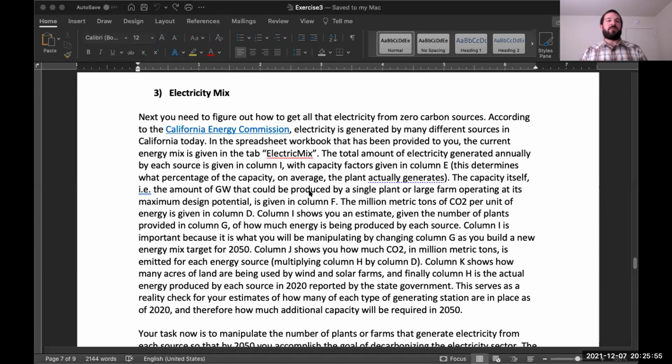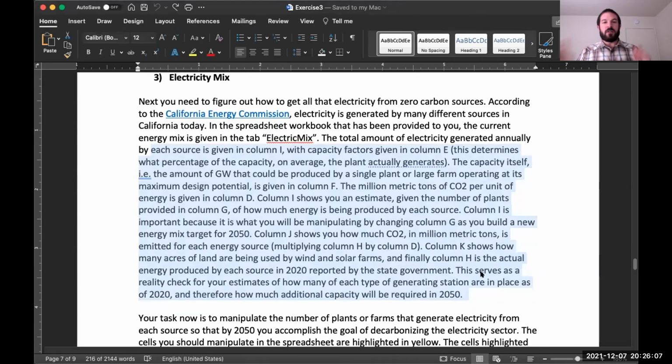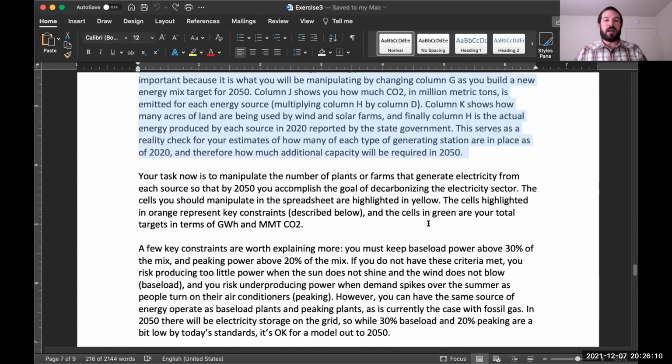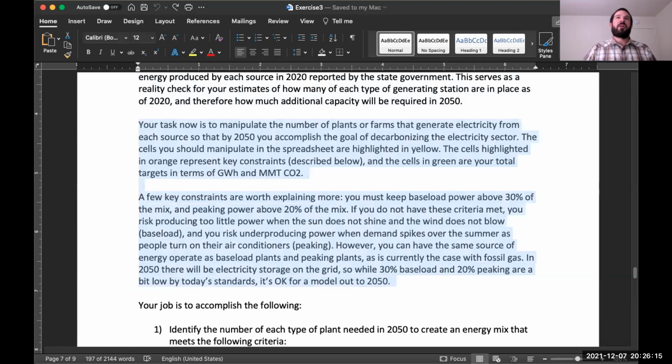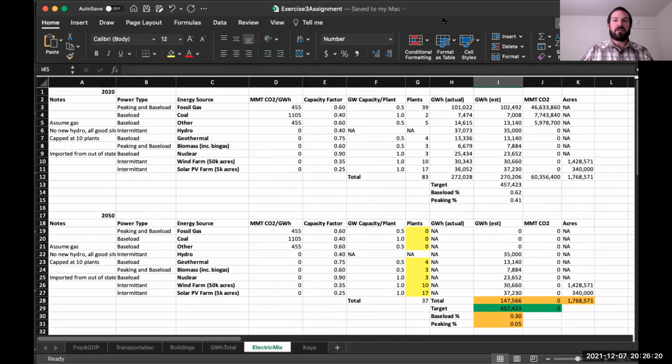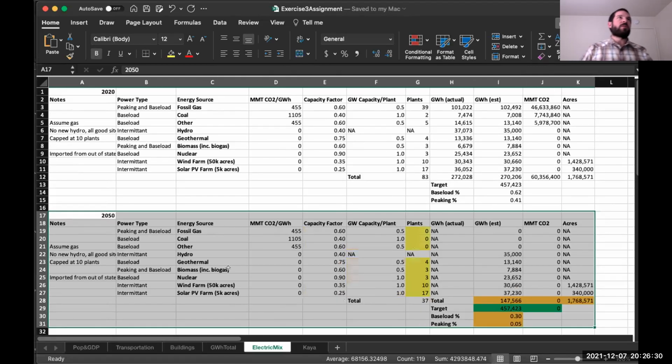We have this need for all this electricity. Where's it going to come from? The text of this paragraph walks you through this sheet, electric mix, and describes the task that you've got in front of you. So I'm just going to walk through the 2020 mix and then talk about what's expected for this part right here, which is the actual assignment. It's where your assignment starts.